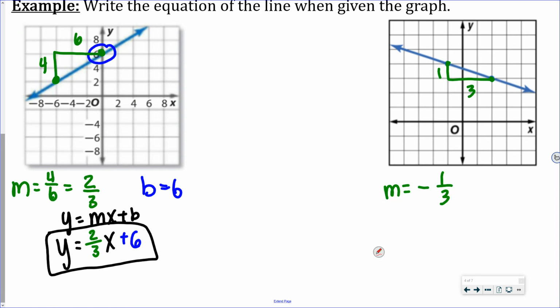All right, and then you can use either point to use with the point-slope form. I'm going to use this one. That's the ordered pair (2, 3), so everything's nice and positive. (2, 3). And then off to the left here, I'm going to have to do point-slope form.